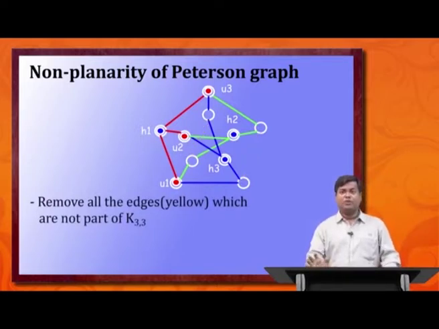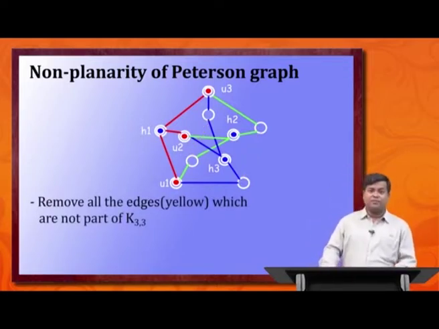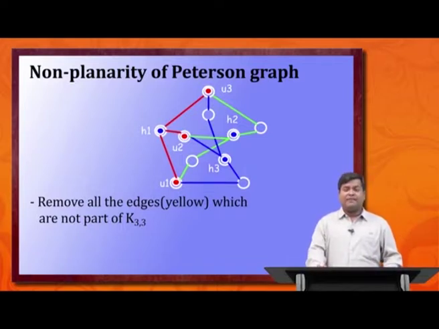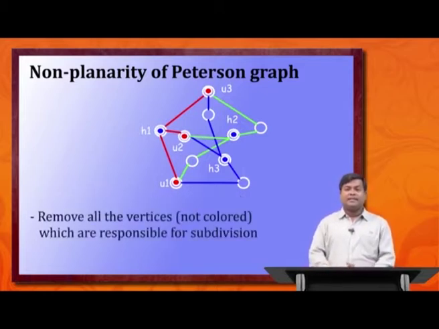So let's remove all the yellow edges. Okay, so let's remove those yellow edges. Now, after removing those yellow edges, we need to do one thing: remove all the vertices not colored which are responsible for subdivision. So we are seeing quite a few vertices which are not colored.